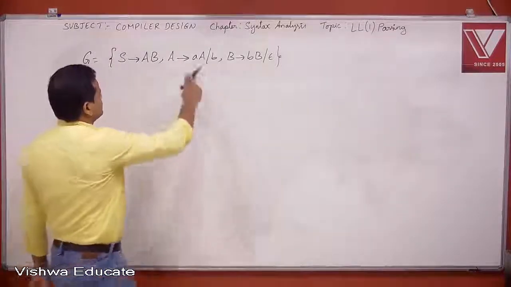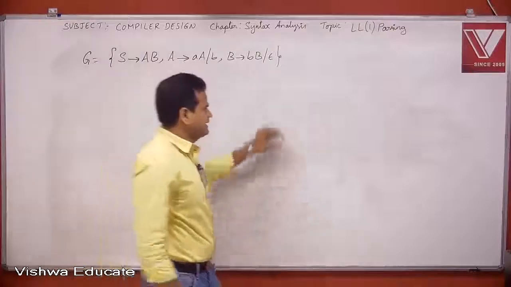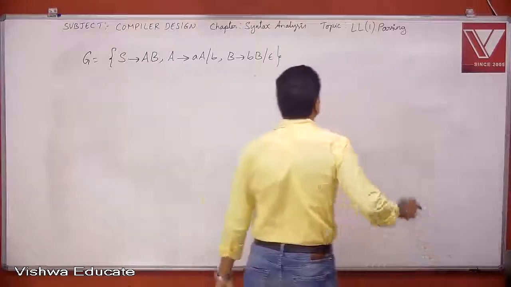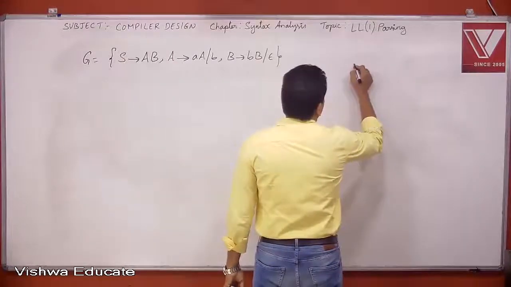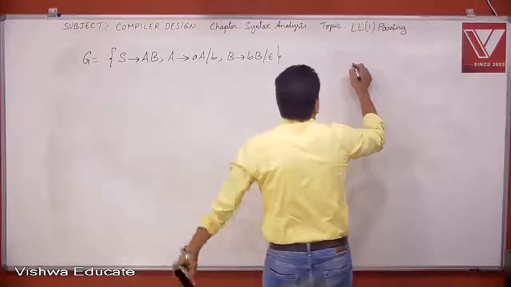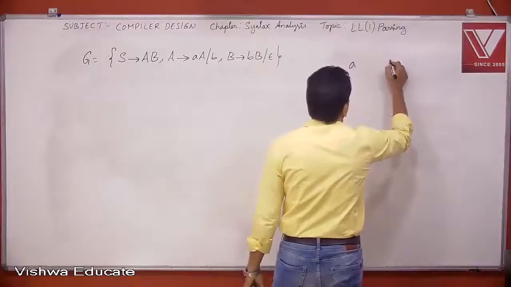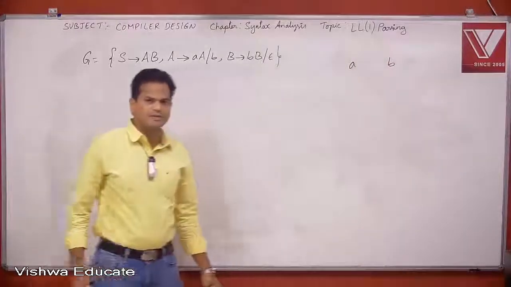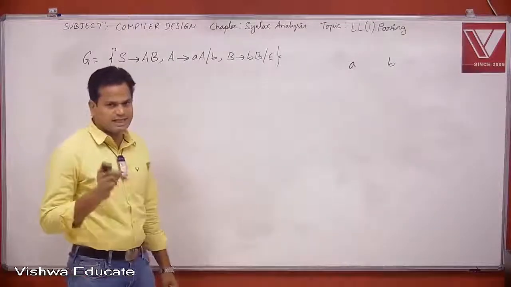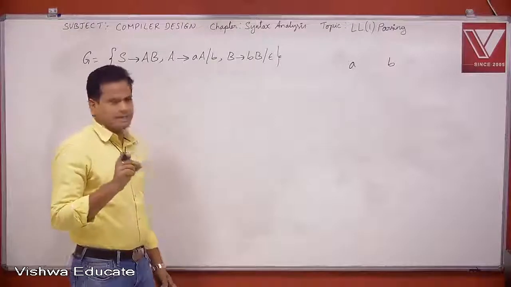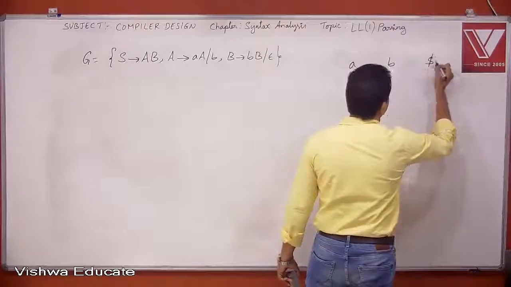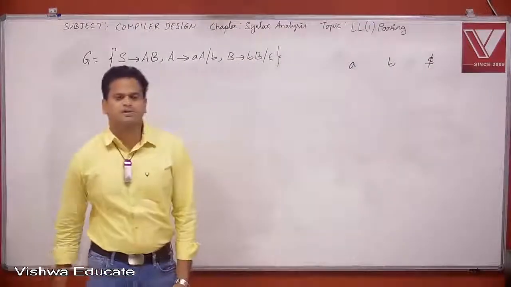What are the terminals here? Small a and small b. Okay. We construct the table. The table structure will be like this. In the columns, we take all the terminals. What are the terminals here? a, b. And we don't take epsilon in the columns. So take all the terminals excluding epsilon, including dollar. We don't take epsilon, we take dollar.